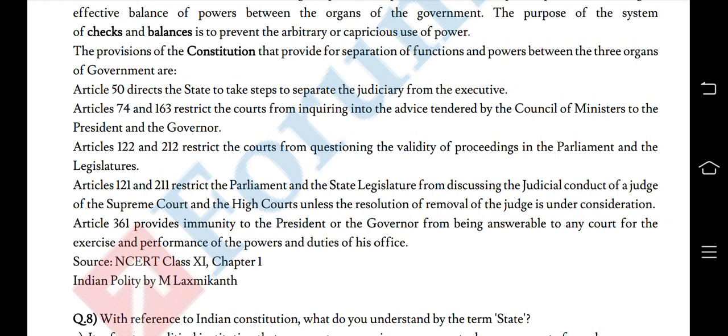Article 361 provides immunity to the President or the Governor from being answerable to any court for the exercise and performance of the powers and duties of his office. Sources: NCERT, Class 11, Chapter 1, Indian Polity by Lakshmikant.